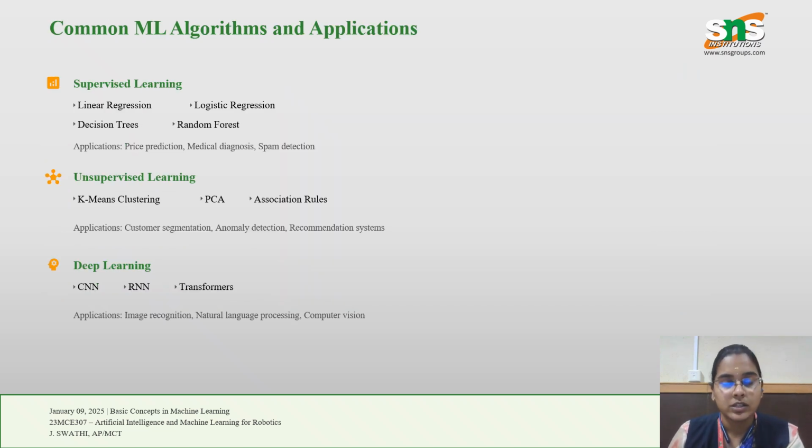And coming to the algorithms and applications, in supervised learning we have a few algorithms like linear regression, logistic regression, decision tree and random forest, mainly used for medical diagnosis and spam detection. In unsupervised learning we have algorithms like k-means, PCA, that is principal component analysis, and association rules, and this is mainly used for anomaly detection, recommendation systems like I said in Amazon and Netflix and other platforms, and customer segmentation. And the last one is deep learning, that is convolutional neural networks, recurrent neural networks and transformers, mainly used in image recognition, natural language processing, and computer vision.